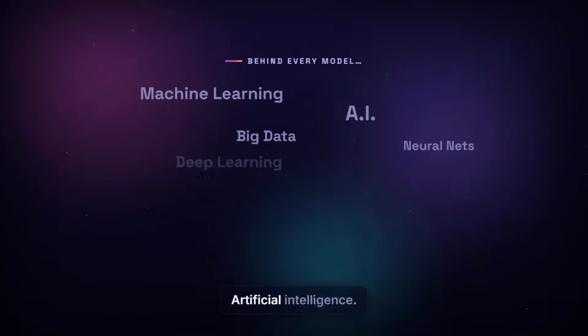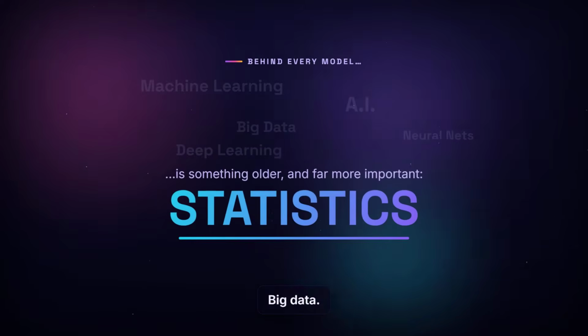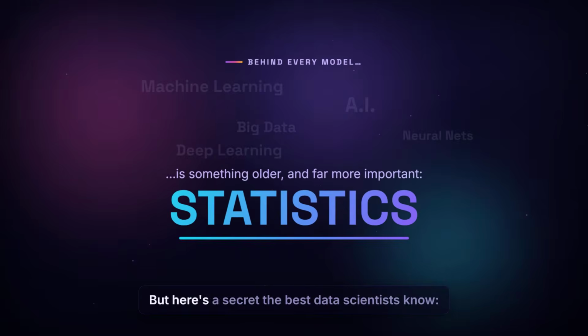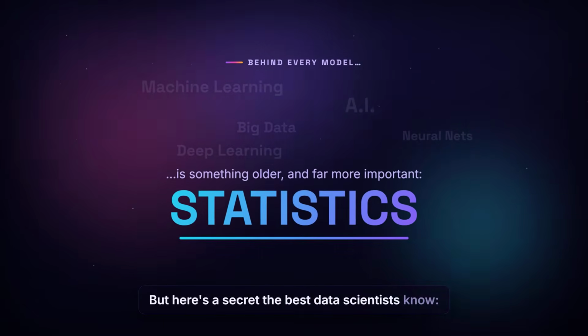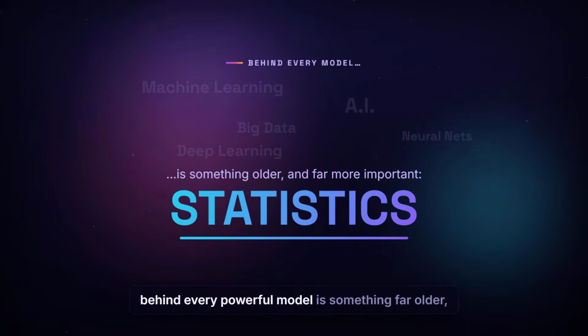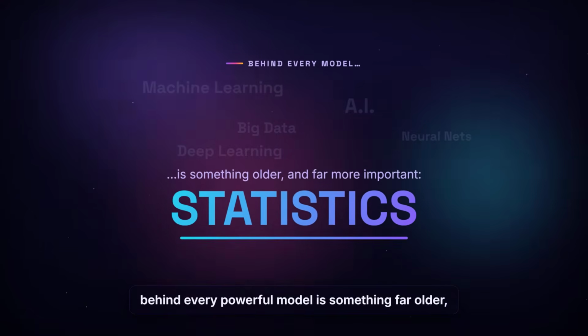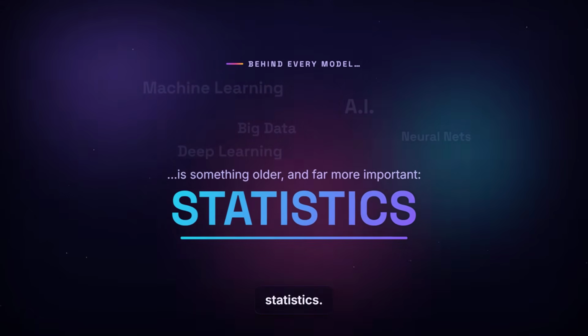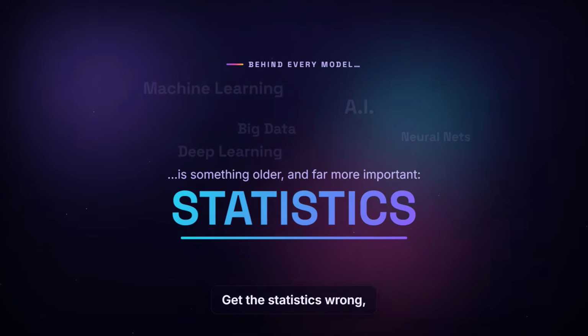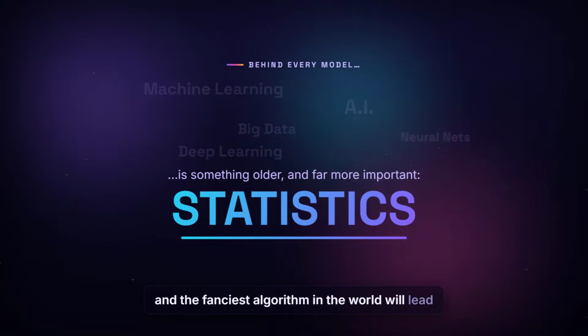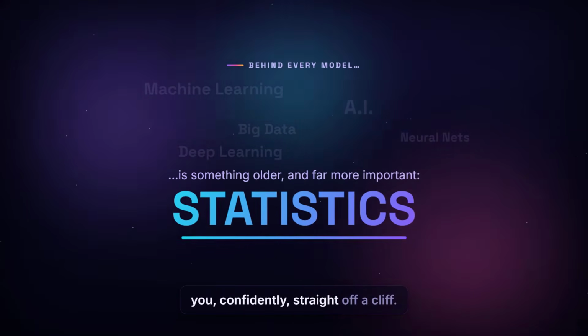Machine learning, artificial intelligence, big data. Everyone wants in, but here's a secret. The best data scientists know behind every powerful model is something far older and far more important: statistics. Get the statistics wrong and the fanciest algorithm in the world will lead you confidently straight off a cliff.